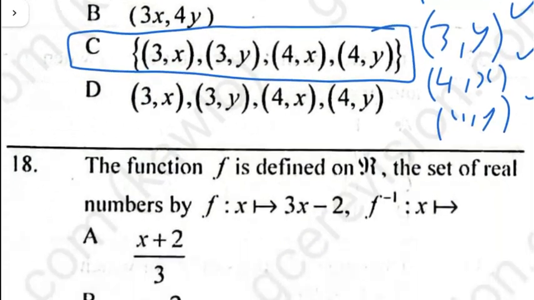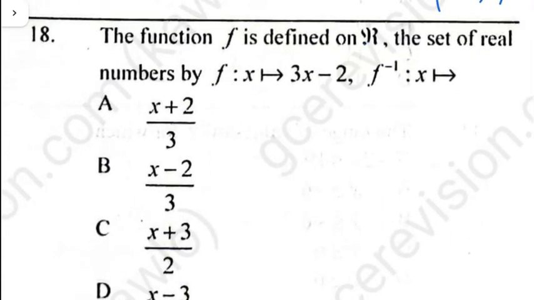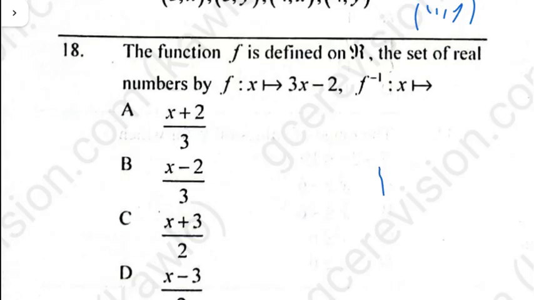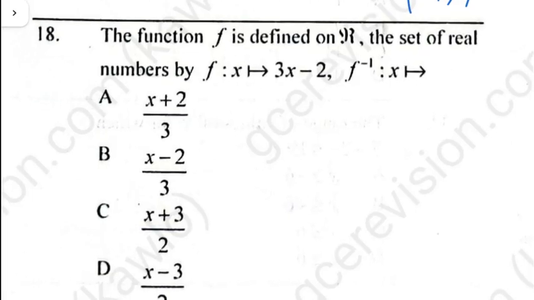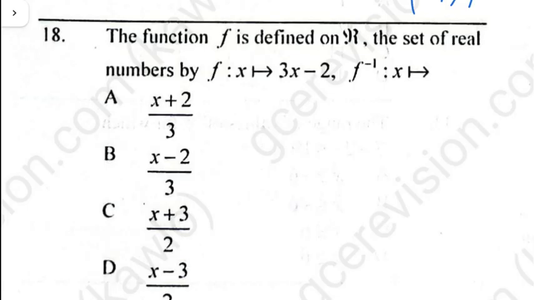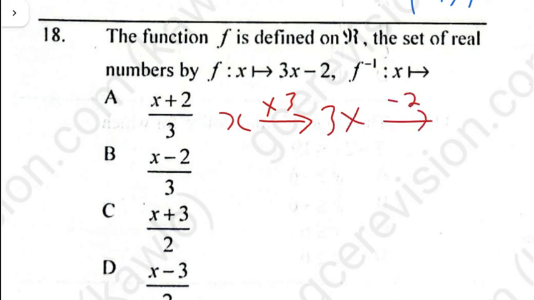Question 18. The function f is defined on the set of real numbers by f such that x is mapped onto 3x minus 2, and they want us to find f inverse, the inverse function. So there's a shortcut for us to get the inverse function here. So what did they do to get the value of x here? You're going to see that x, you multiply by 3, you have 3x, and what's the next step? You subtract 2, you are going to have 3x minus 2.